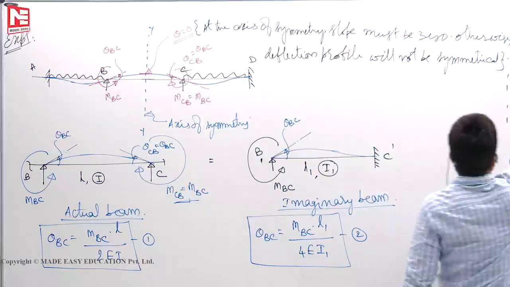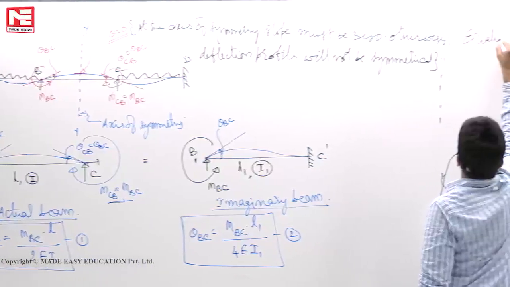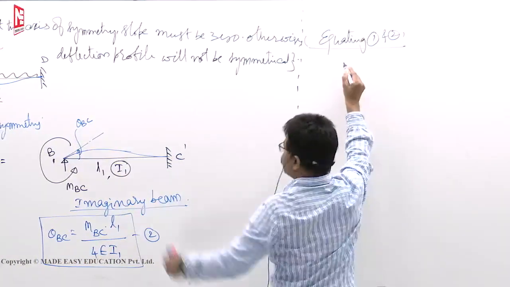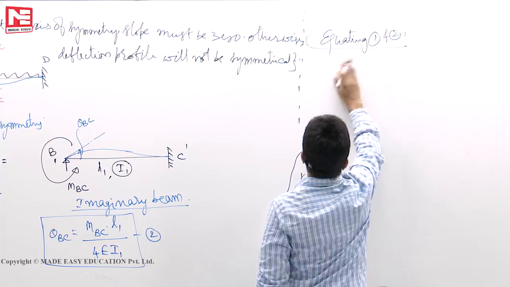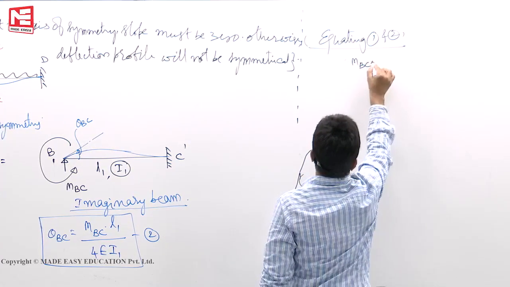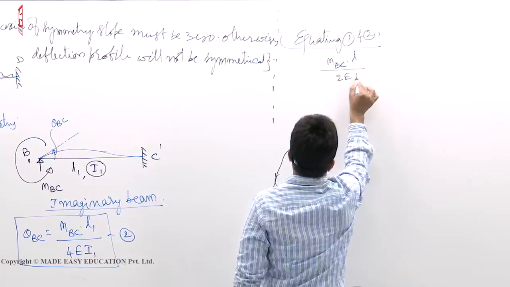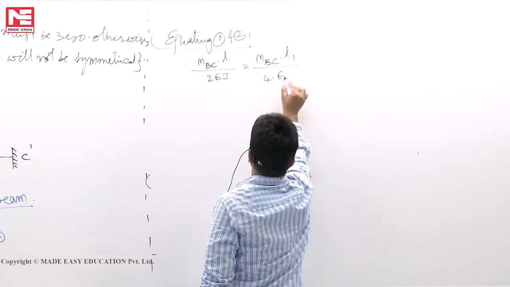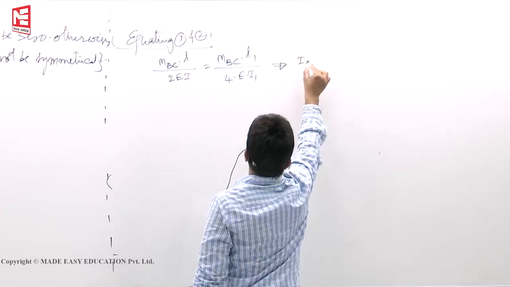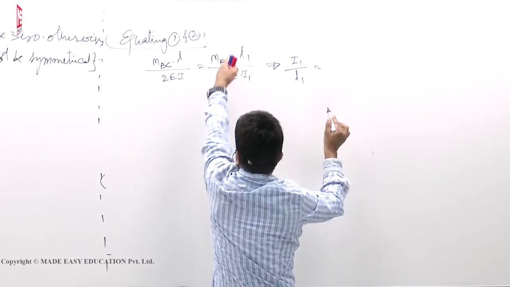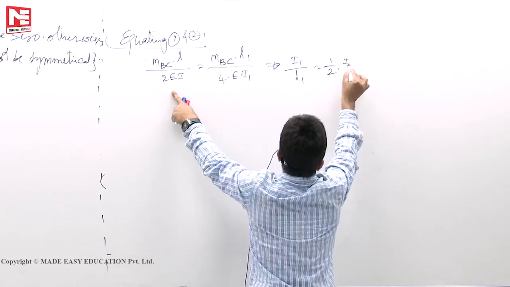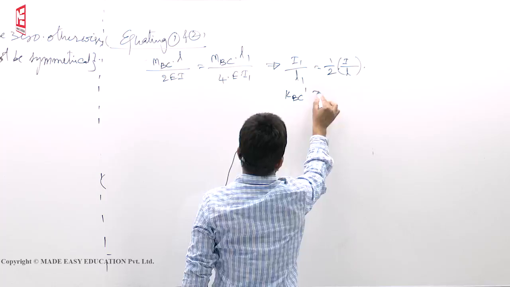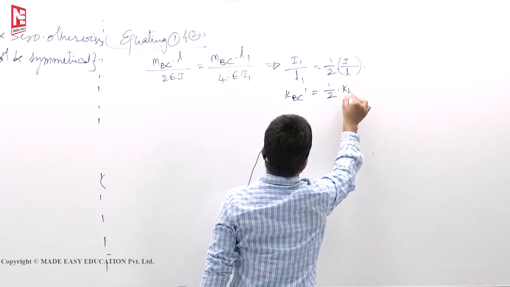So equating both, equating 1 and 2, what will I get? MBC into L by 2EI must be equal to MBC into L1 by 4EI1. So I can write I1 by L1 is equal to, I am reversing it, half of I by L. So I1 by L1 is KBC dash. It's nothing but half of I by L, meaning half of KBC.